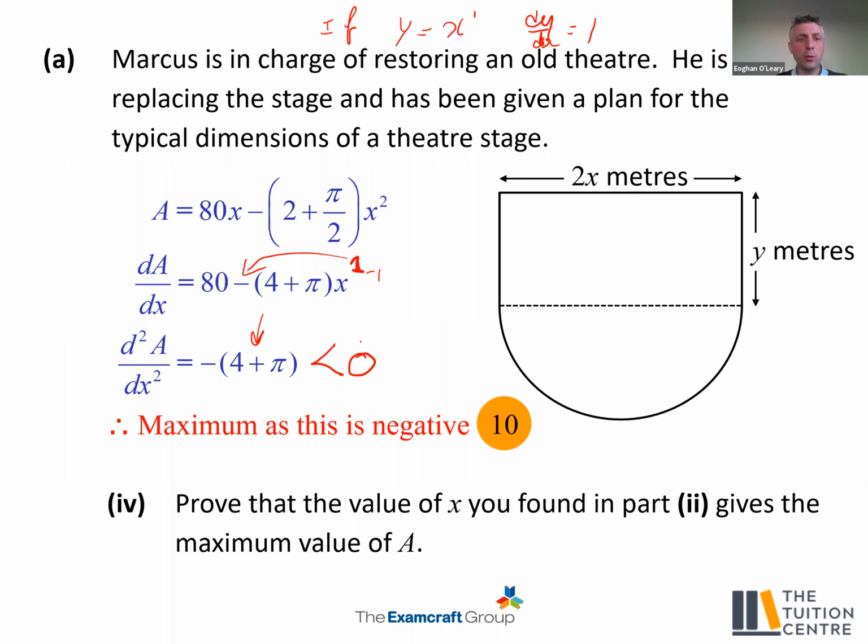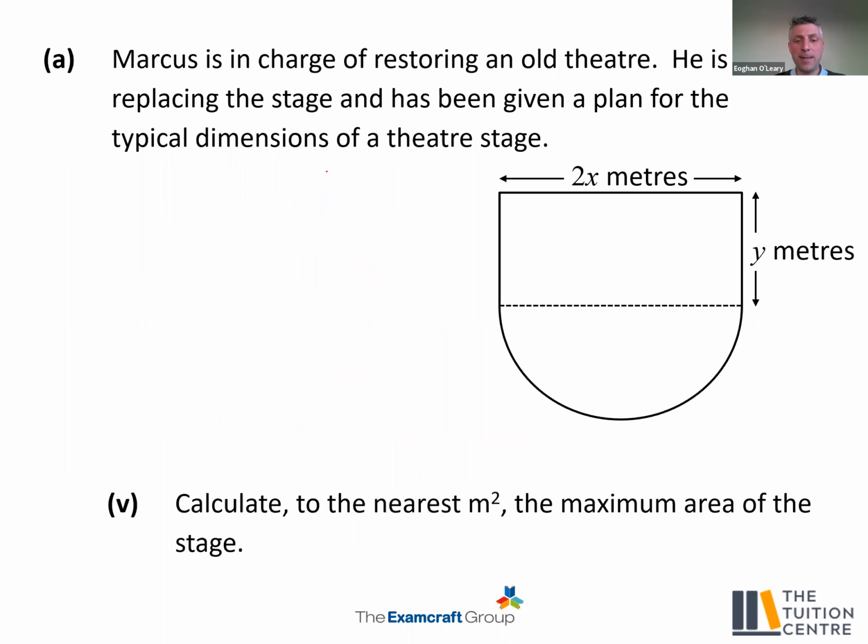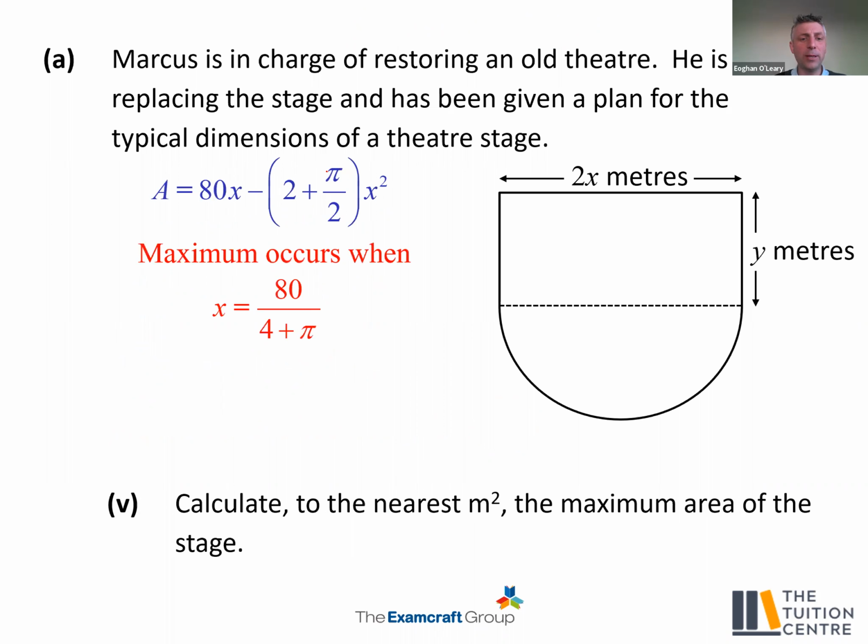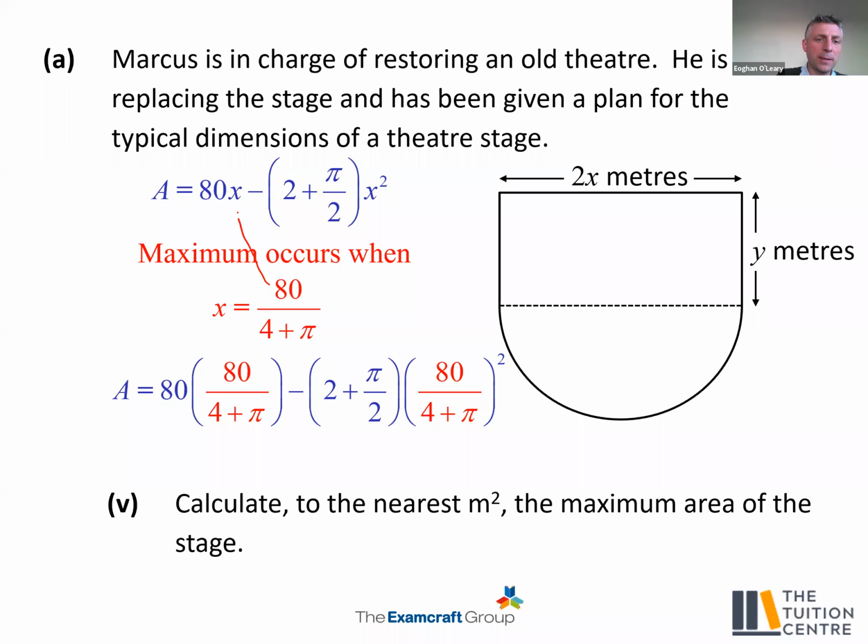And for students who are good at differentiation and don't get scared by the pi, which makes it look a bit more tricky, those last 20 marks were not too bad. Calculate to the nearest meter squared the maximum area of the stage. So in this case, we had the maximum occurring at 80 all over 4 plus pi. And we sub in 4x. So we sub in here and we sub in over here. We can put all that into the calculator if we wish. And we're going to get an answer to the nearest meter squared, 448 meters squared. And that was 5 marks. Don't forget to keep in your unit.